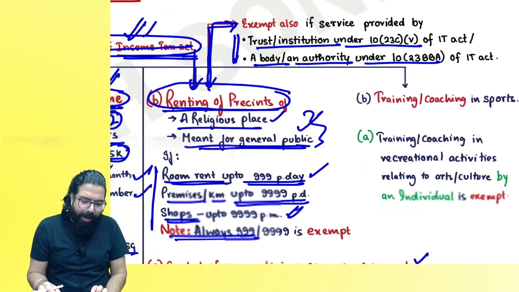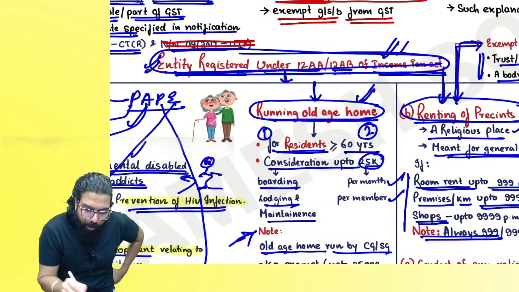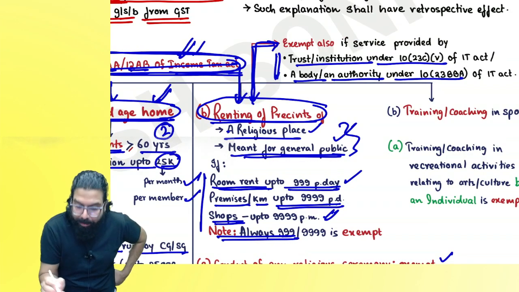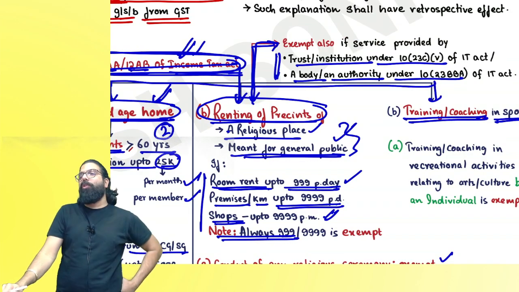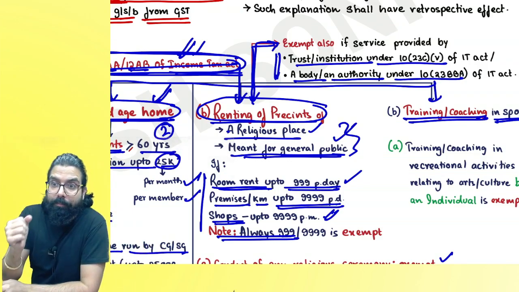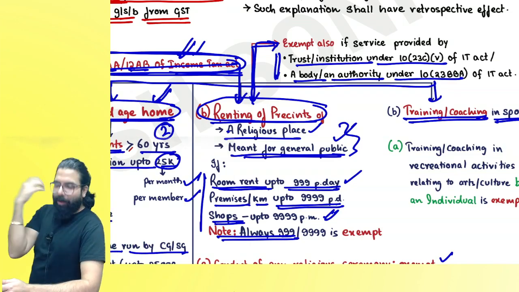Everyone over here. Now come to the right hand side. Sir, there is an entity which is registered under 12AA or AB of the Income Tax Act, and they are providing training or coaching in sports, then it will also be exempted. For an example, supposing, sir, your name? Ramesh. Oh, Ramesh and Ramesh. Okay, everyone over here now.